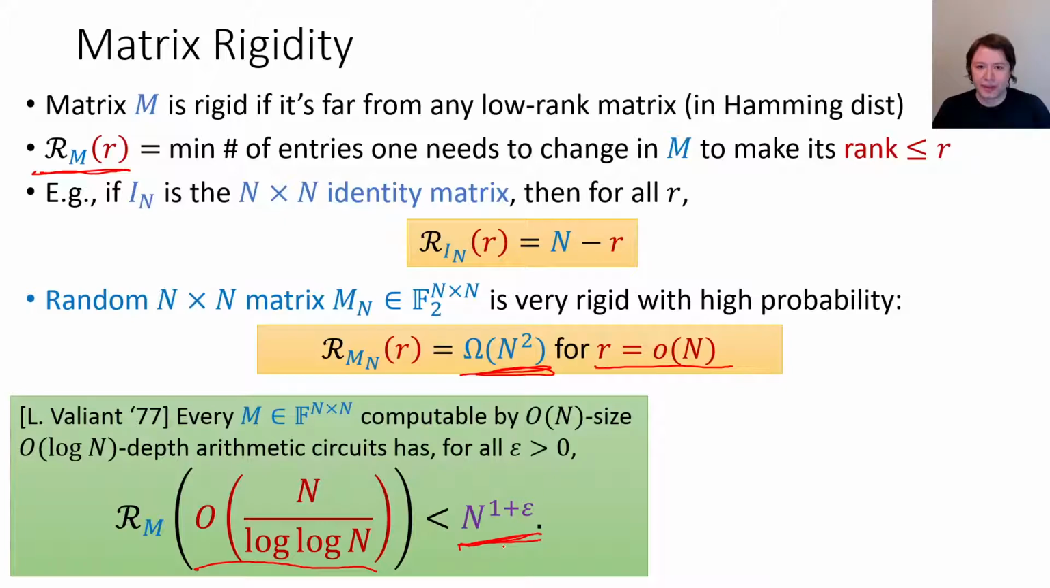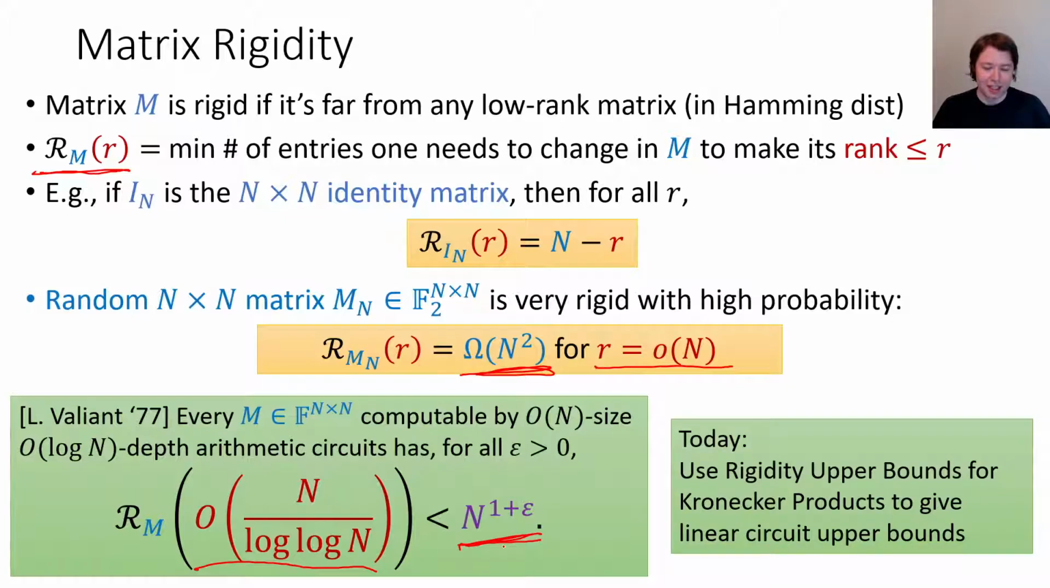But the result that I'm telling you about today, of smaller low-depth circuits for the Walsh-Hadamard transform, follows a kind of converse of Valiant's result. The idea here is that we're going to use rigidity upper bounds for Kronecker products like the Walsh-Hadamard transform to give linear circuit upper bounds, whereas in contrast, Les Valiant's result showed that if you have a small low-depth circuit, then you get a rigidity upper bound from that. So the plan is sort of a converse of Les Valiant's plan.